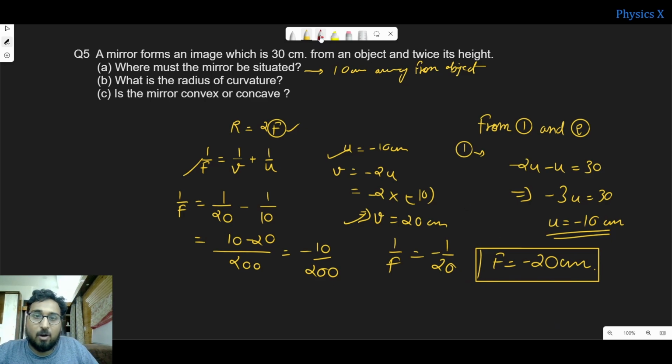See, now radius of curvature is what? 2f. So it is 2 into focal length. Since we will be concerned about the magnitude of radius of curvature, it will be 40.